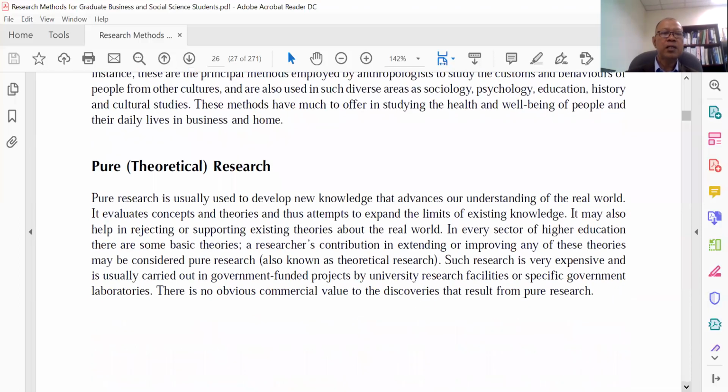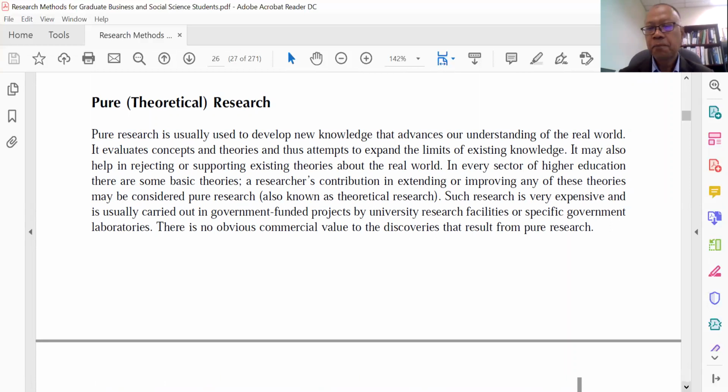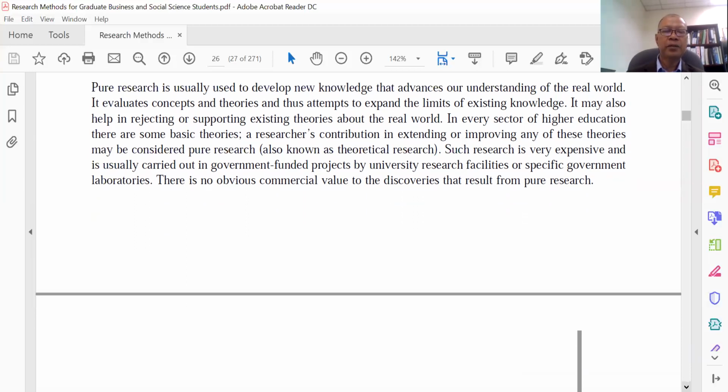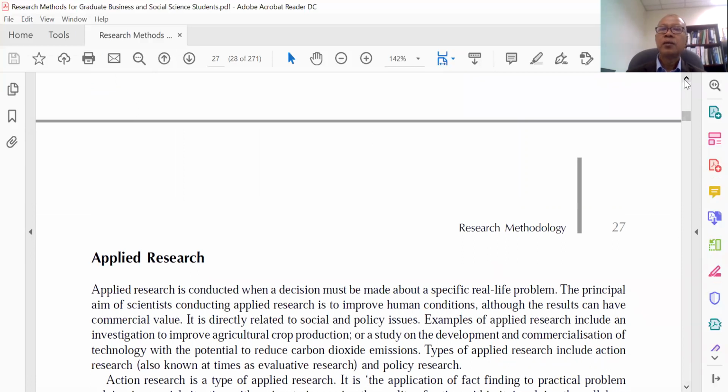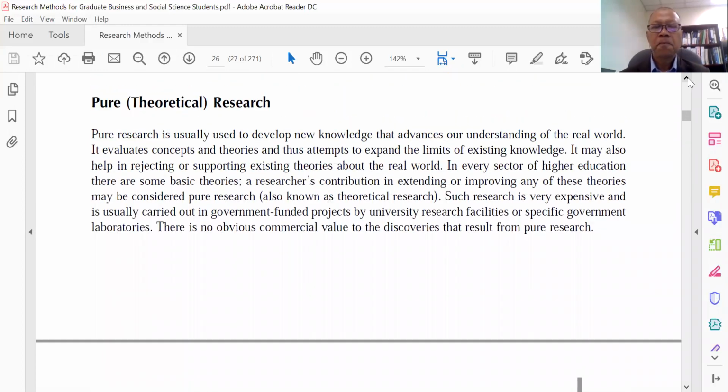Now, let's discuss the other category of research. We can also look at research from the theoretical aspect as well as the applied aspect. So there are two types of research. One we call pure research, and the other one we call applied research. Pure research is used to develop new knowledge that advances our understanding of the real world.